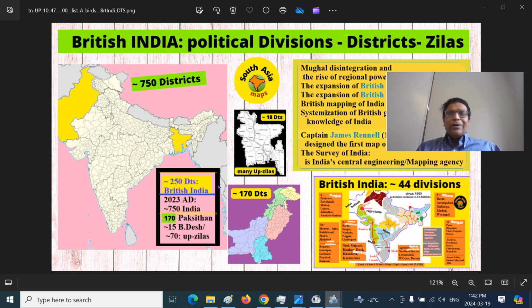Now, as of 2020, Bharat has nearly 900 districts, and west of the Radcliffe Line, Pakistan has 170. East of the Radcliffe Line or Bhagirathi Line, Bangladesh has 18 districts. There are also Upjilas, 80. So they come to around 1100 or 1200. So this is very difficult to comprehend.